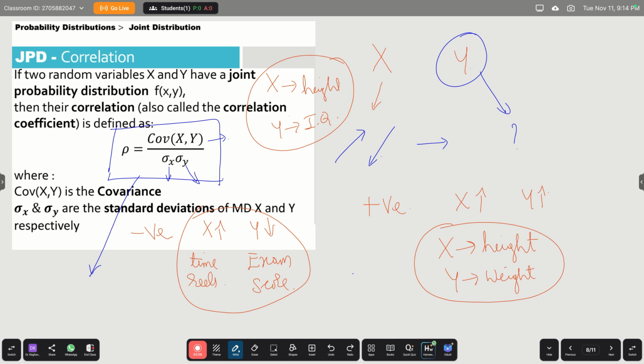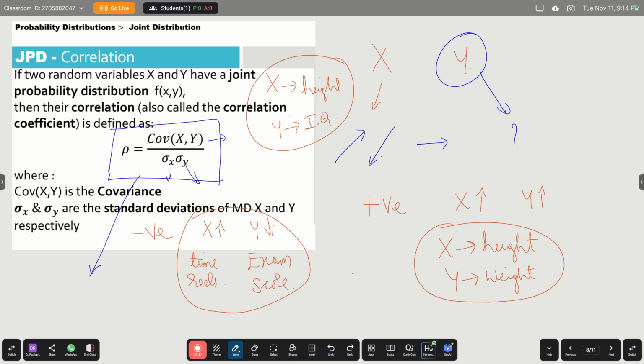For a detailed explanation of how to calculate covariance and how to calculate standard deviation of a single random variable, you can check my previous videos. The links are available in the description box. Okay, so once you have the covariance between x and y and the standard deviation of x and standard deviation of y, you can very easily calculate the correlation coefficient between x and y.